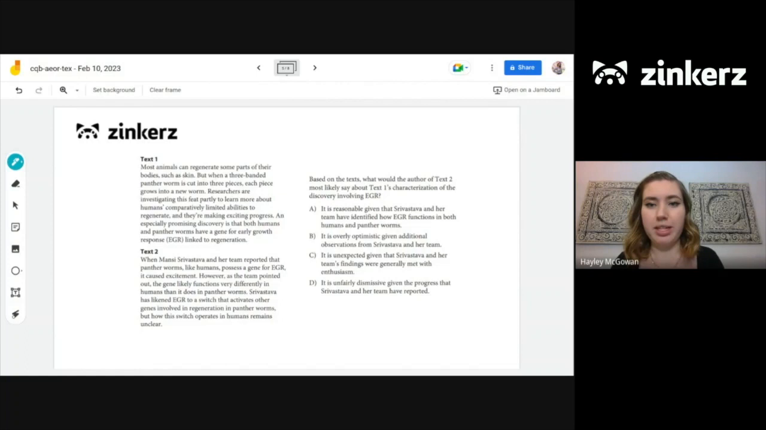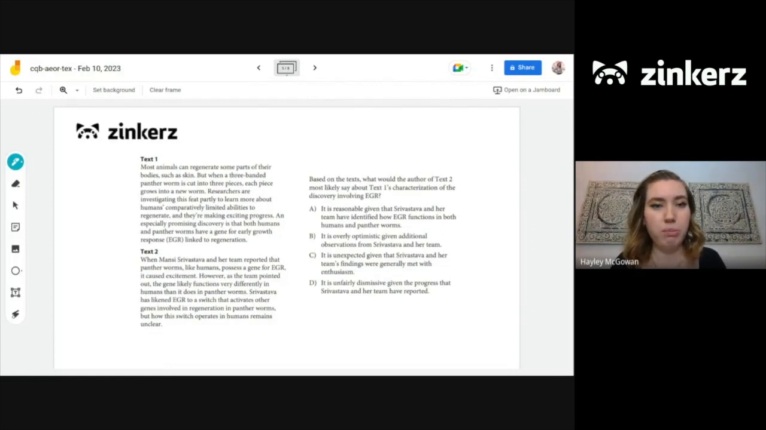So based on the text, what would the author of text 2 most likely say about text 1's characterization of the discovery involving EGR? All right, so these questions are always comparing the text in some way, but this question is specifically asking us about text 1's characterization of the discovery involving EGR and how text 2 would respond to that. So let's keep that in mind as we read.